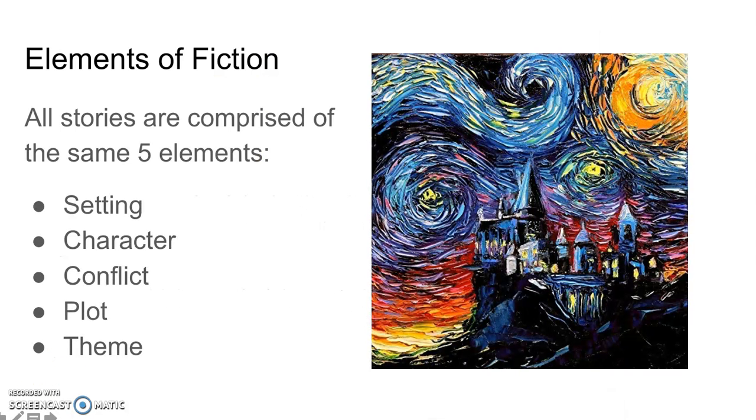So when we're talking about elements of fiction, we're talking about the setting, characters, conflicts, the plot, and the theme of a story. So these are common to every story I can think of. Every song lyric that has to do with a story, if you were telling a friend about what you did for the weekend, all of it. If you're reading a poem, if you're reading a fictional novel, they're all there.